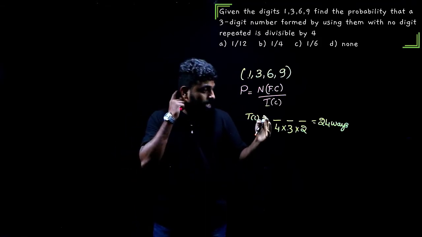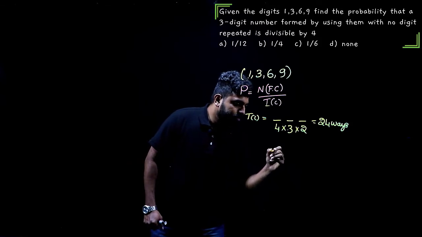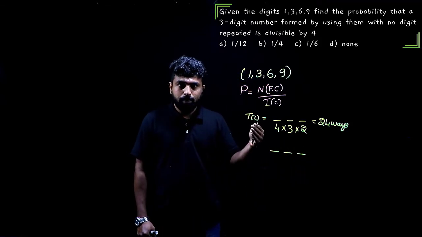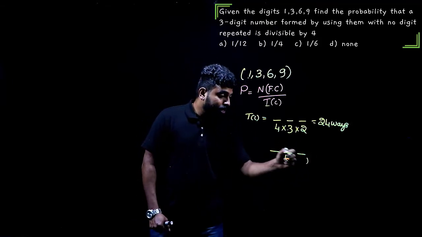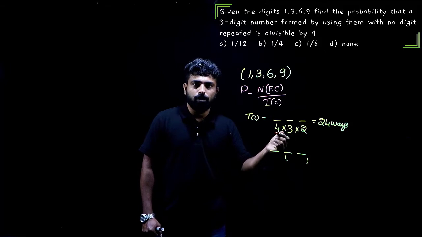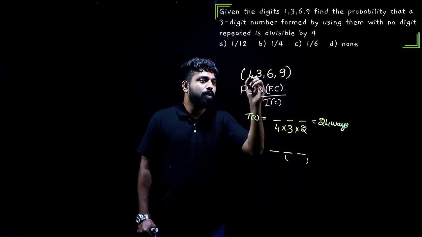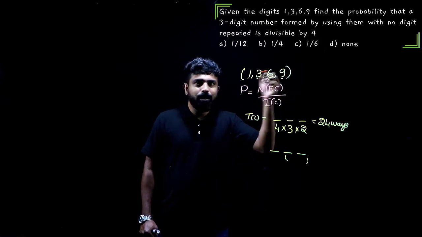Which are the 3-digit numbers which will be divisible by 4? If you take 3 digits and the number has to be divisible by 4, then the last 2 digits must be divisible by 4. The last 2 digits must be divisible by 4. So how many last 2 digits can be formed which are divisible by 4 using these 4 digits?